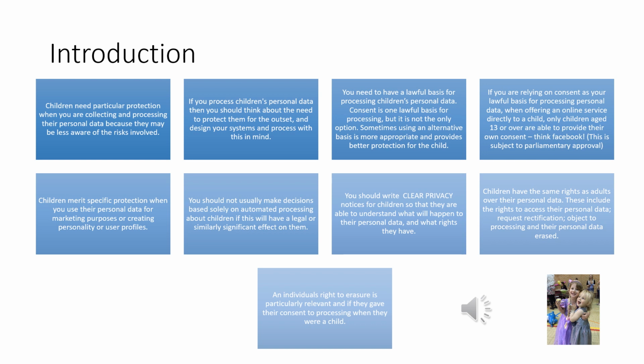You should write a clear privacy notice for children so that they are able to understand what will happen to their personal data and what rights they have. Children have the same rights as adults over their personal data. These include the rights to access their personal data, request to look at their personal data, object to processing, and have their personal data erased. An individual's right to erasure is particularly relevant if they gave their consent to processing when they were a child.